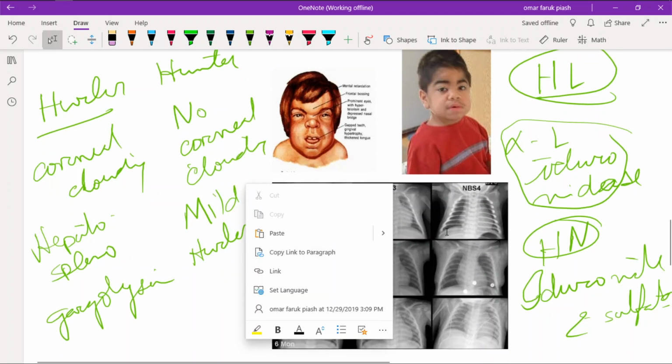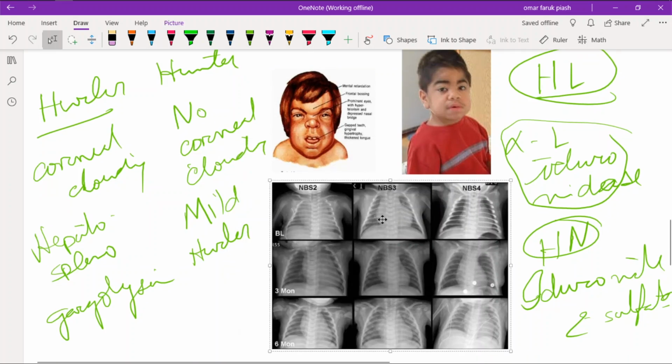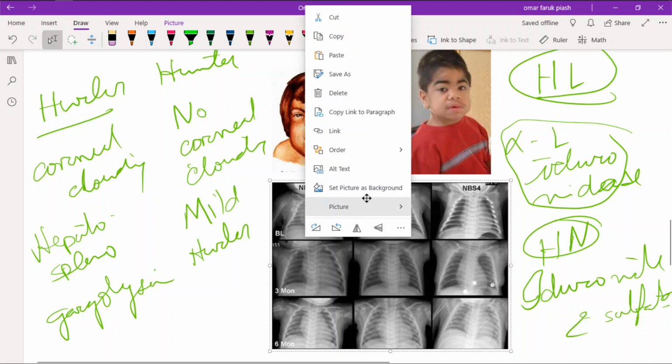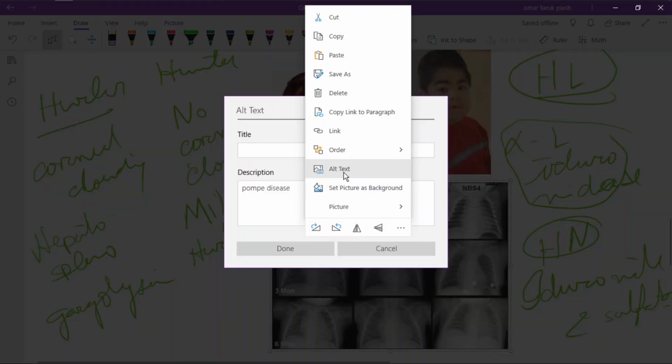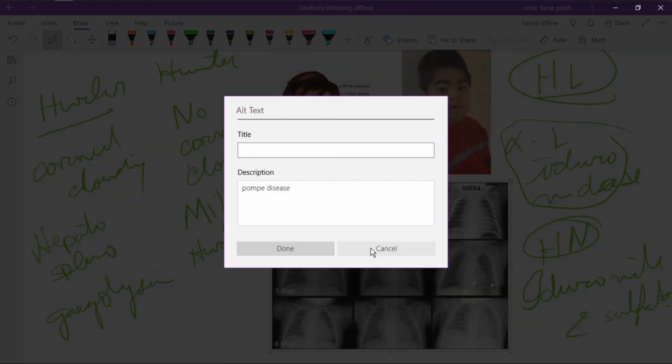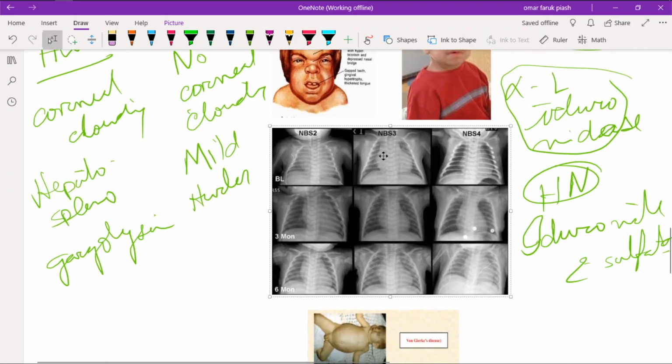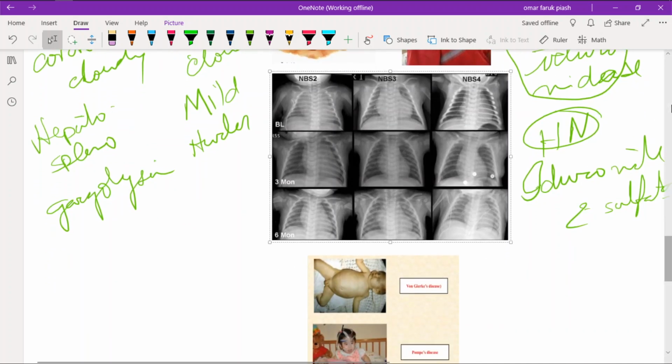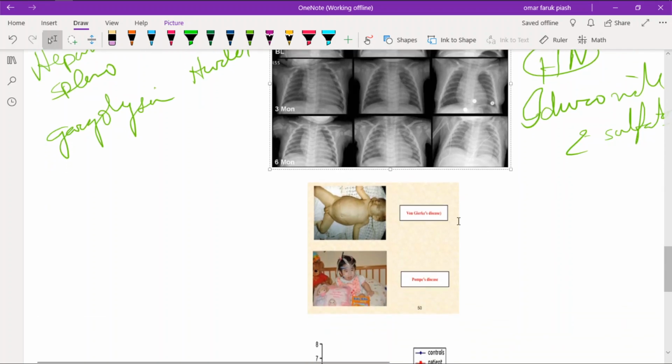These are the features of this lysosomal storage disease. Now I would like to discuss glycogen storage disease, starting with von Gierke and Pompe disease.